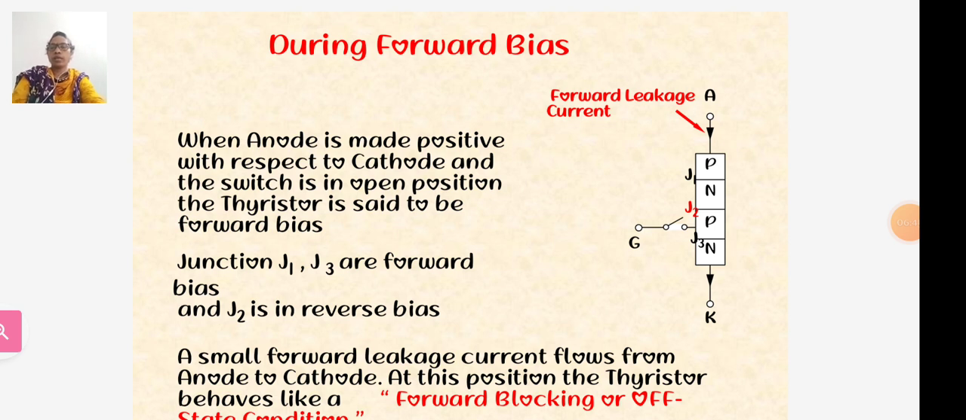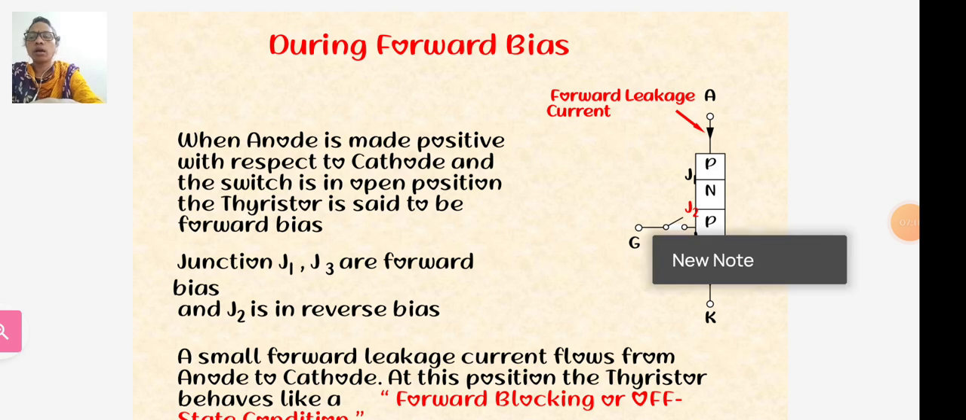is in open position, the thyristor is said to be forward biased. Junction J1, J3 are forward biased and J2 is reverse biased. A small forward leakage current flows from anode to cathode. At this position, the thyristor behaves like forward blocking or off state condition.